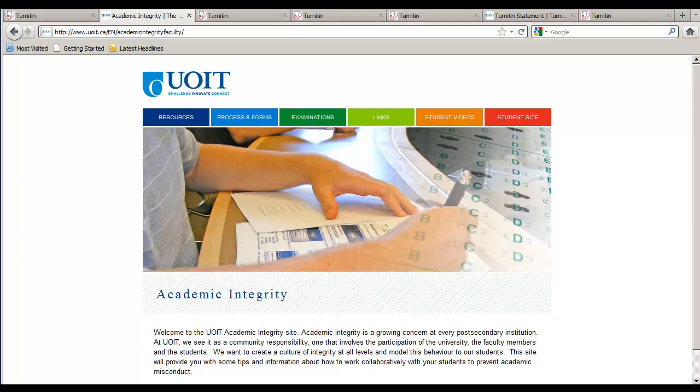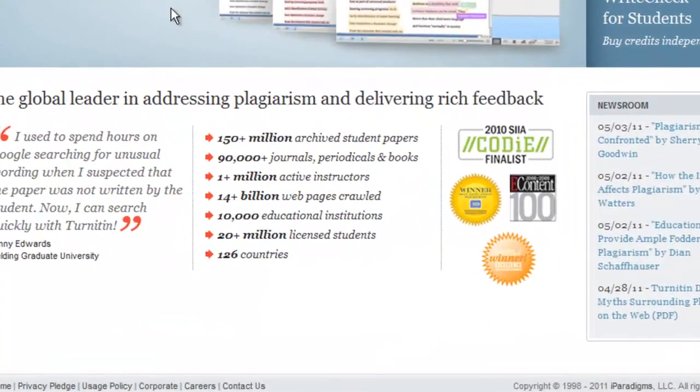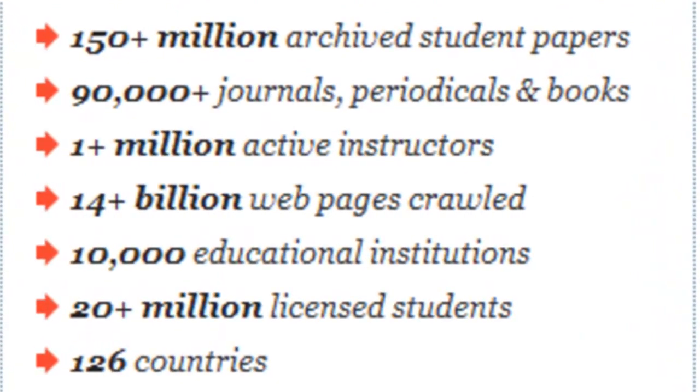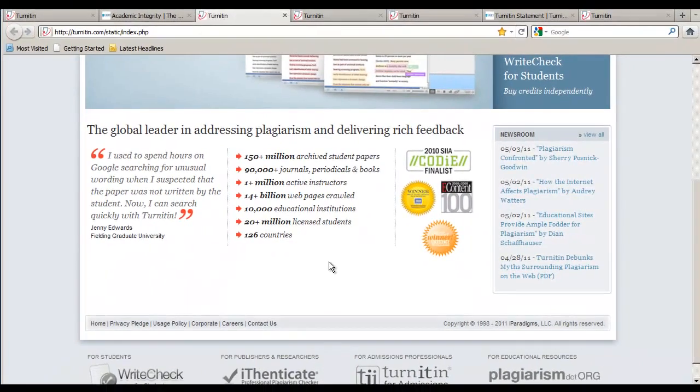How does Turnitin work? Turnitin uses proprietary search technology to compare the textual similarity of student assignment submissions. Each submission is compared with over 14 billion pages of web content, more than 90,000 subscription-based journals or periodicals, and more than 150 million student paper submissions. These numbers continue to grow on a daily basis. The system operates under all relevant laws and is used by more than 1 million instructors in 126 countries.